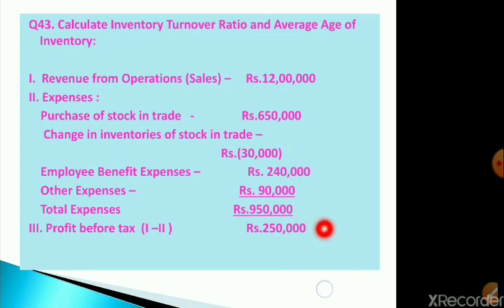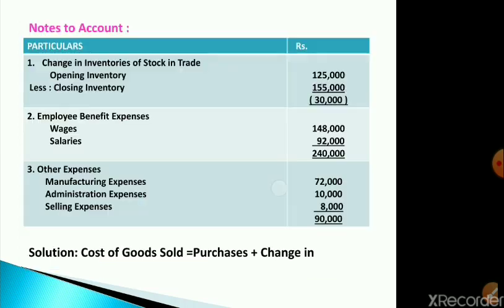Number third, profit before tax. Now profit before tax is 1 minus 2, that is from the sales, total of expenses, that is 9,50,000, has been deducted. So the profit is 2,50,000. We also have notes to account in which they have subdivided some of the parts given in profit and loss statement.